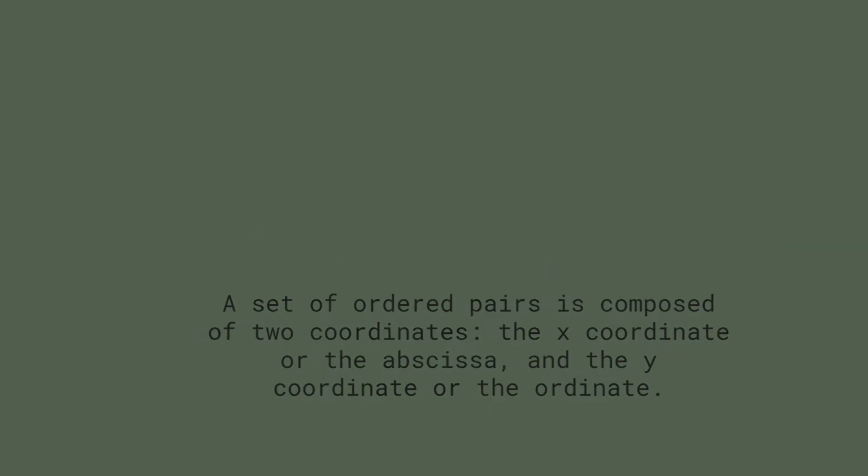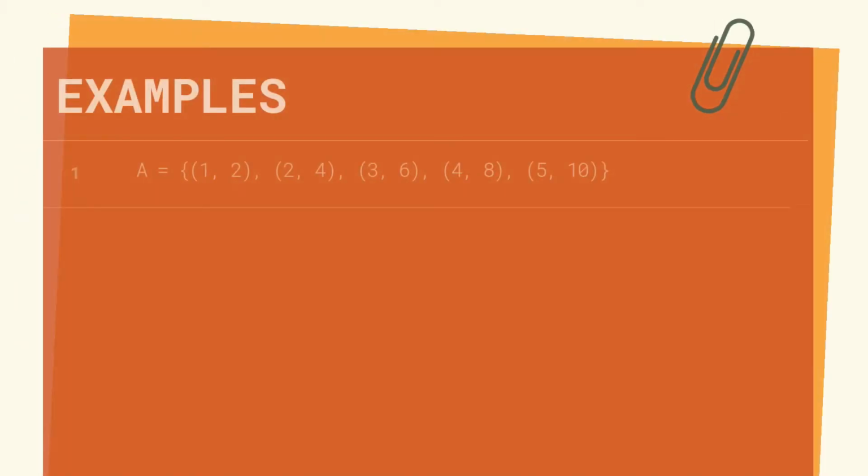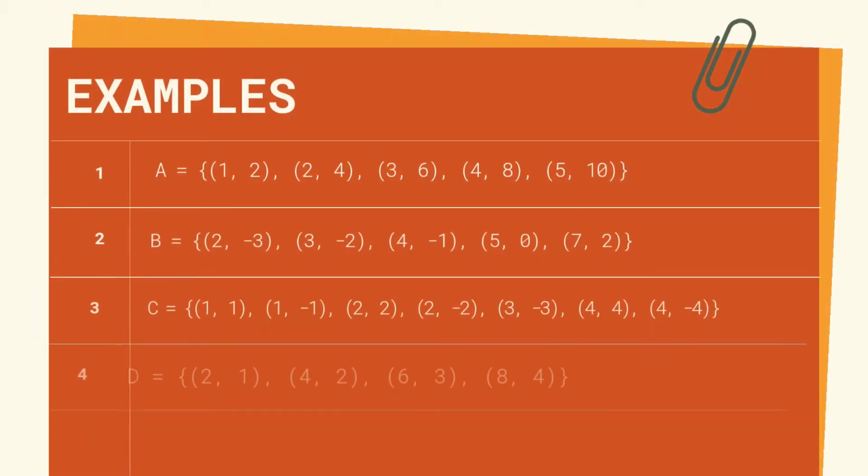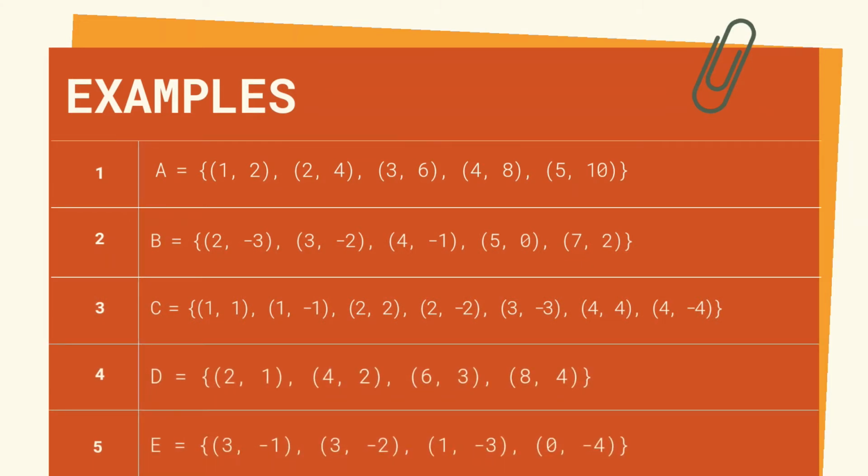Here are some examples in identifying whether the given set of ordered pairs is a function or merely a relation. For the first example, A is the set of (1, 2), (2, 4), (3, 6), (4, 8), and (5, 10). The domains are 1, 2, 3, 4, and 5, while the ranges are 2, 4, 6, 8, and 10. Since there are no repeating numbers in the domain, this set of ordered pairs is a function.